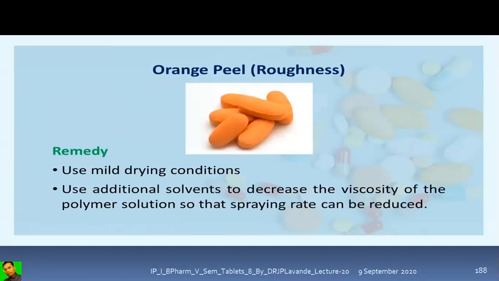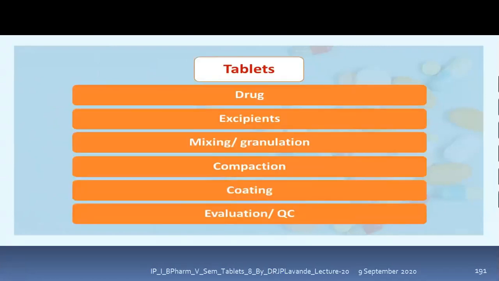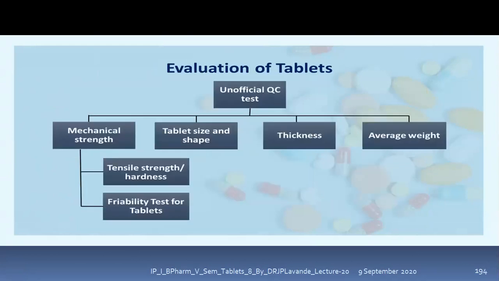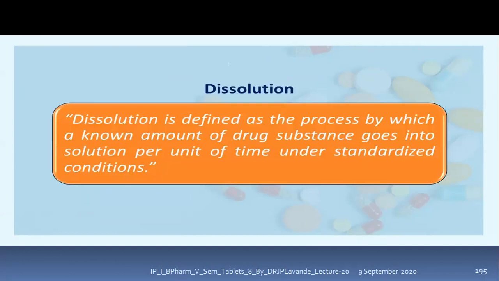And in last, we had gone through the process of the quality control. In order to get the quality, there is a need to perform the quality control tests, which are to be performed by the quality assurance and the quality control department. So 3 different methods are official evaluation methods: dissolution, disintegration, content variation, content uniformity, and the weight variation. All these are the official QC tests. Unofficial QC tests are the mechanical strength, that is the hardness, tensile strength, friability, tablet size, shape, thickness, and the average weight of the tablet.